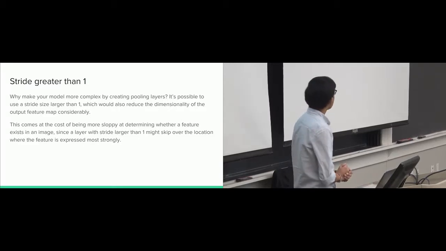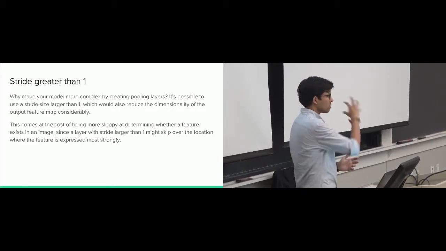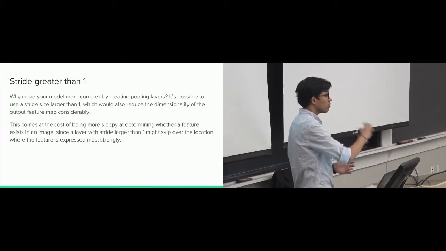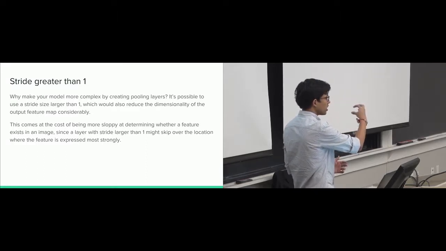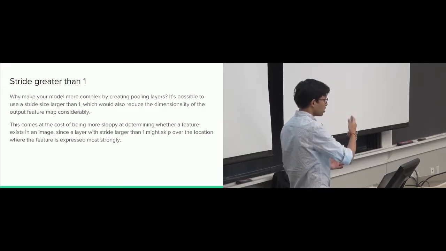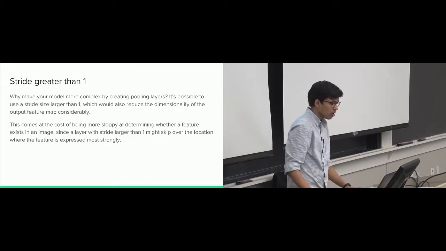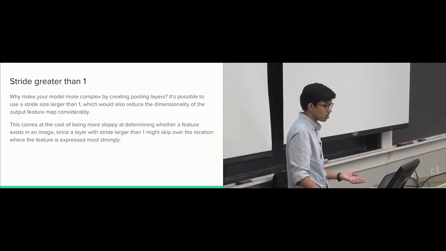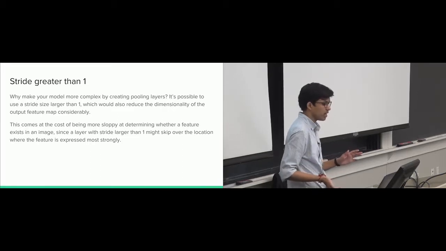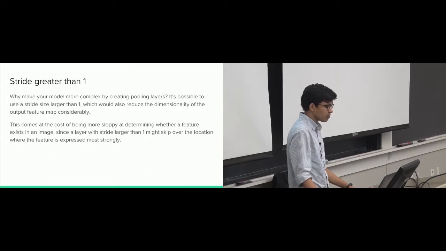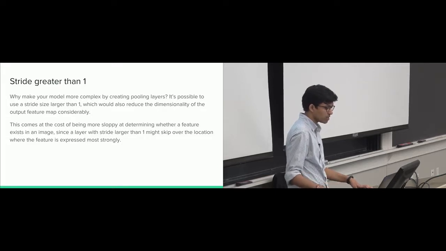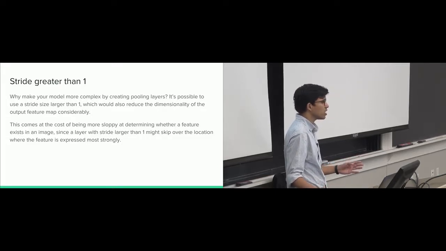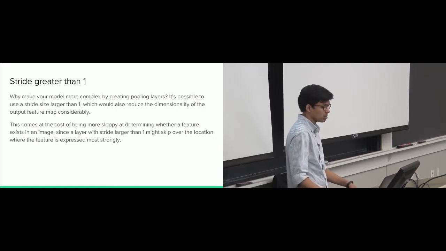Now let's talk about what happens when we have a stride greater than 1. Stride means the number of steps we take when convolving over the image. We can either move to the next segment, or skip one and move to the next. When your stride is greater than 1, we reduce the dimension of the output and hence the complexity, but this comes at the cost of being more sloppy at determining whether a feature exists in an image, since a layer with stride larger than 1 might skip over the location where the feature is expressed more strongly. So there is a risk that we miss out on some information which the model might not be able to capture.